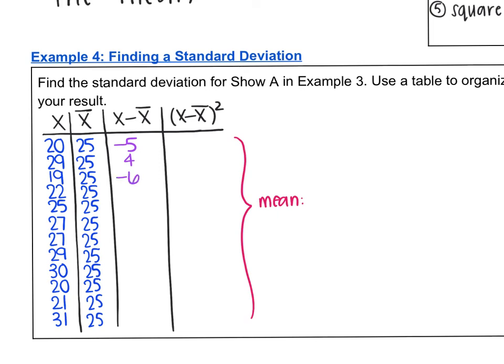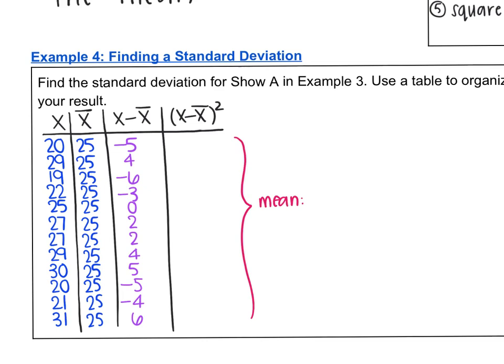That's negative 6. So if you want, you can go through and do this, fast forward and see if you get the same numbers as me. 22 minus 25 is negative 3. 25 minus 25 is 0. And then 2, and then 2 again, and then 4, and then 5, negative 5, negative 4, and 6. So those are my variances. Nope, just kidding. Those are my deviations. I'll find the variance later by actually averaging the squared deviations.